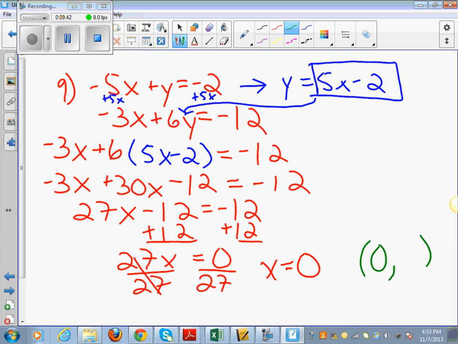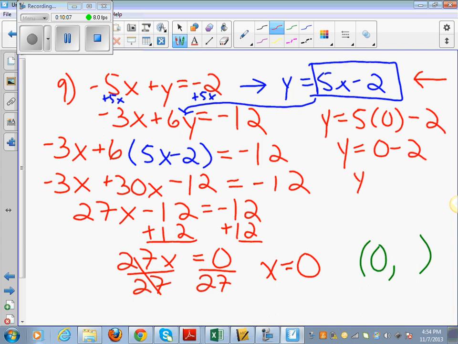So we can still find our y value the same way we've been doing by plugging in 0 for x. And we can do that here in our rewritten first equation, just because that's the easiest one. So we have y equals 5 times x. So we can use 5 times 0 minus 2. y equals 0 minus 2, so y equals negative 2. So now that we know our y, our solution is at the point (0, -2).